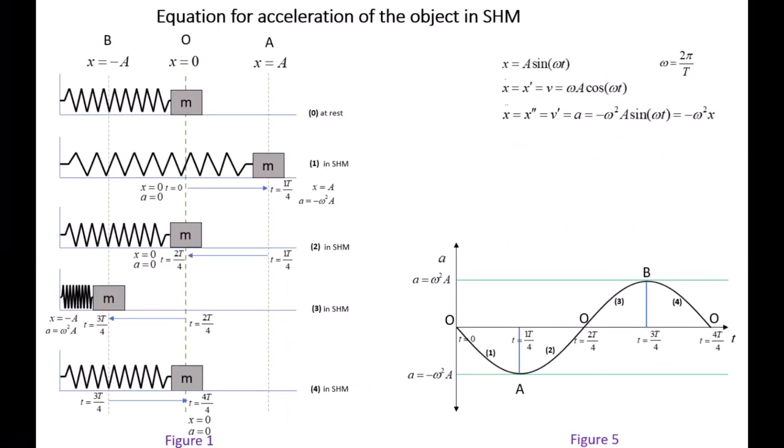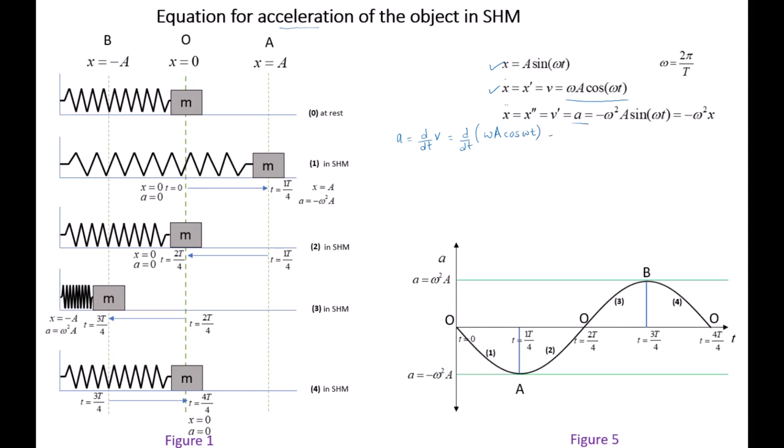Let's now finally understand the equation for acceleration of the object executing simple harmonic motion. Previously we have seen the equation for the displacement, and also the velocity given by x dot or x dash or v. Now it is time to understand the equation for acceleration. Acceleration in simple terms is defined as d by dt, or differentiation with respect to time, of the velocity. So this will be given by d by dt of v, which is omega a cos omega t.